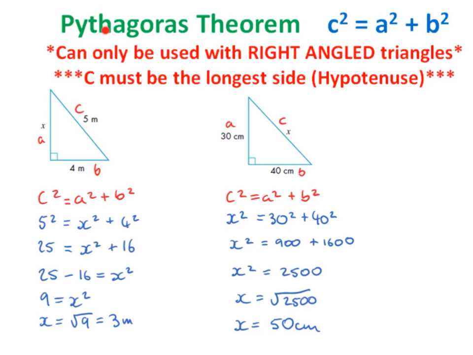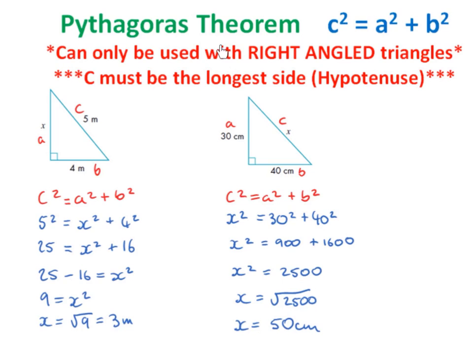Pythagoras' theorem. Pythagoras' theorem is c squared equals a squared plus b squared, where the c represents the longest side of the right angle triangle, also known as the hypotenuse, and the a and the b represent the other two sides. This formula is given to us in the formula books. So very, very important before we start having a look at some examples.